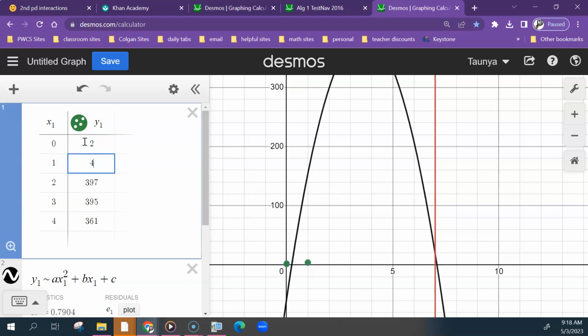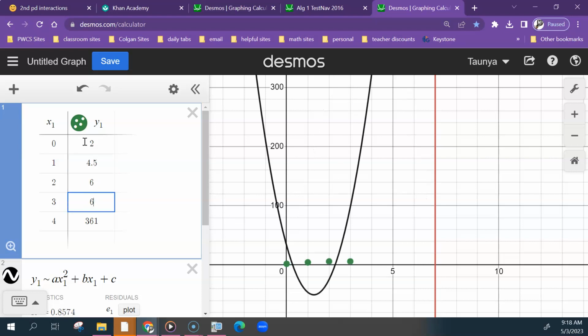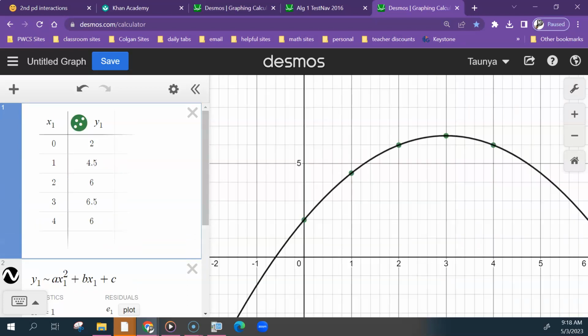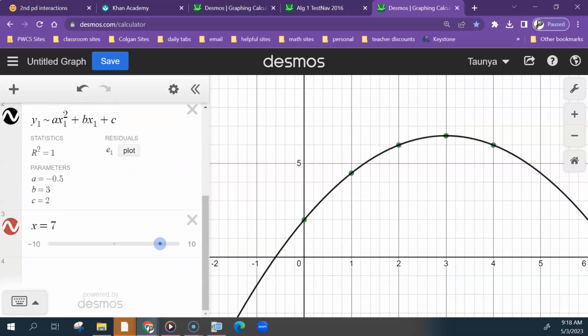2, 4.5, 6, 6.5, 6. So the equation for that one would be negative 0.5 x squared plus 3x plus 2.